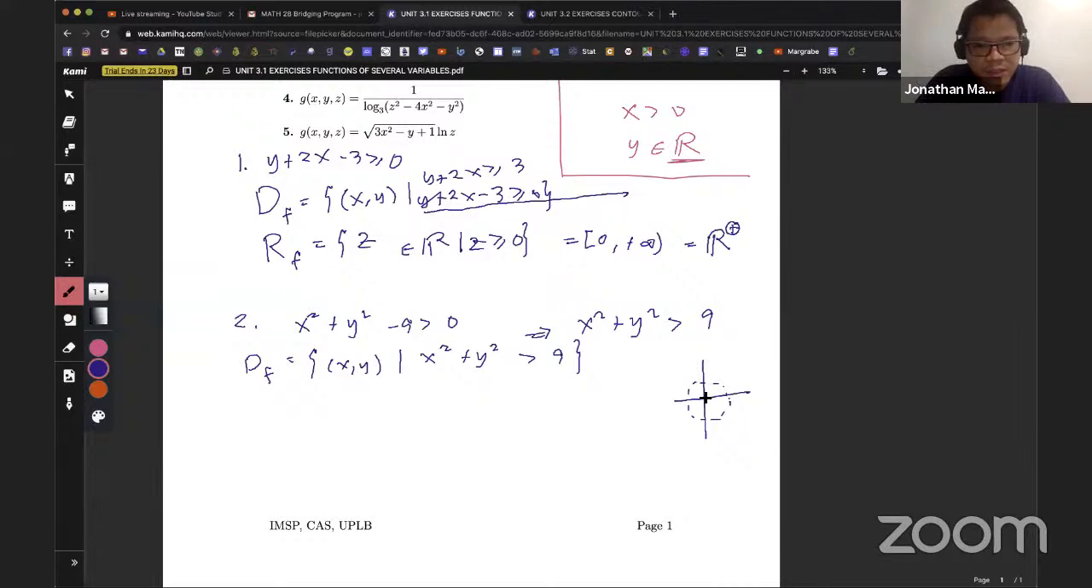Okay? So if we consider the origin, take note that if you substitute 0, 0 to x, y, you will be having 0 greater than 9. And note that that is not true, that is false. So that means we will not include the region inside the circle. Therefore, the domain of the function are any points outside the circle. Okay?